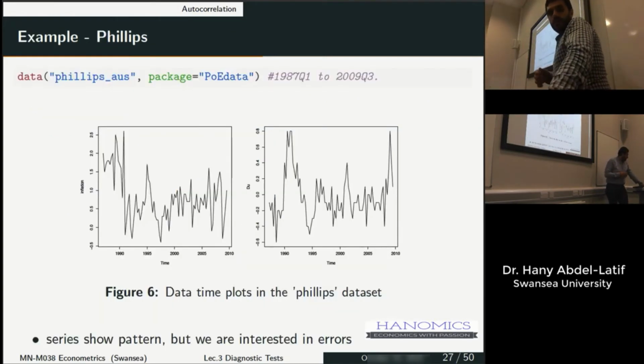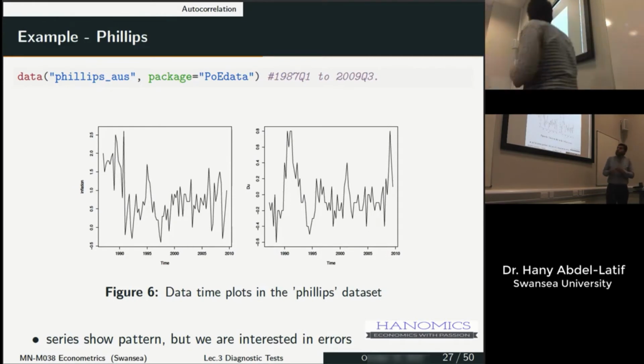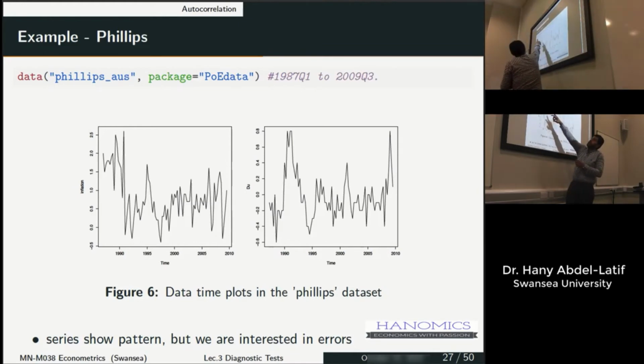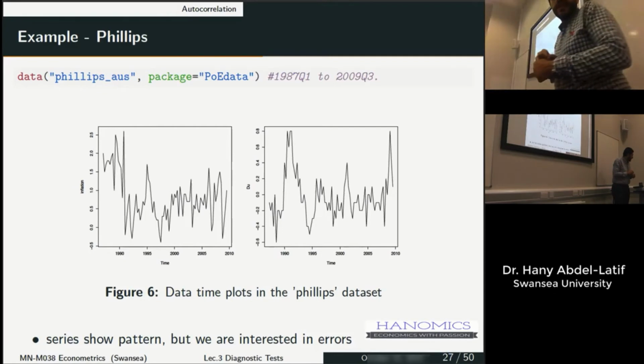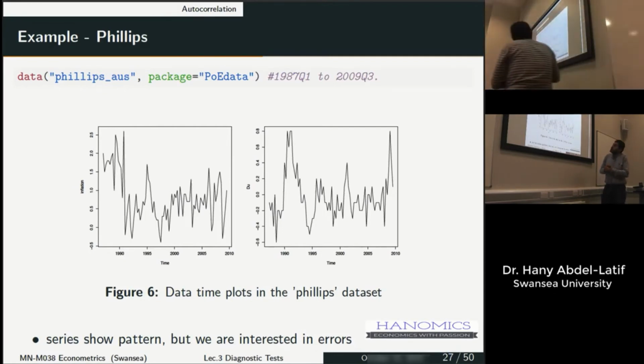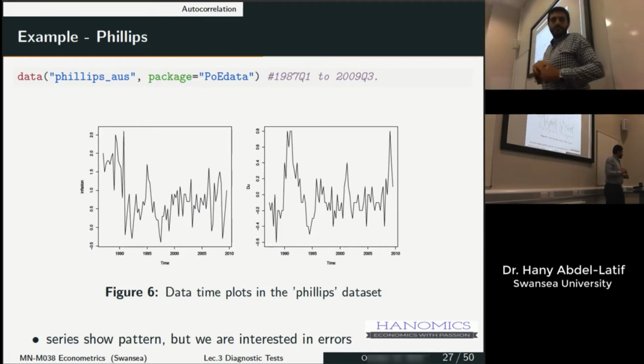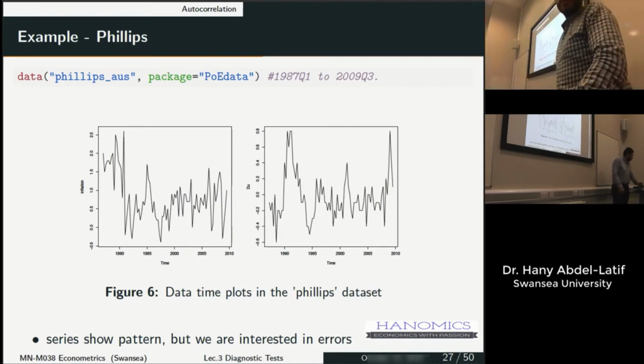In our example, I'm using a different data set called Phillips, and I just pulled the data. Again, this is quarterly data. I plot two variables. This is the inflation rate, and this is the change in the unemployment rate.